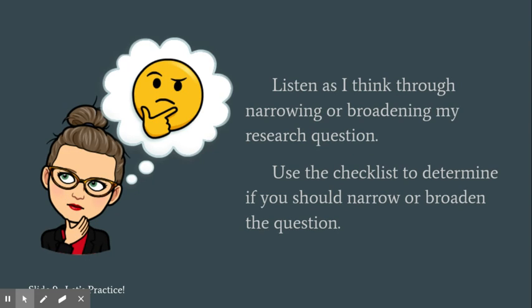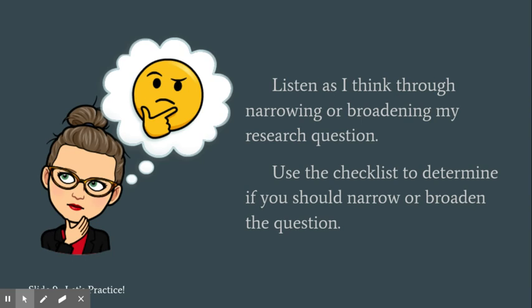Now I want you to listen as I think through narrowing or broadening my research question. Because once you have some information from credible, useful sources, you should pause to consider if you need to adjust your research question. We're going to use the checklist in the Conducting Research handout to determine if we should narrow or broaden the research question.